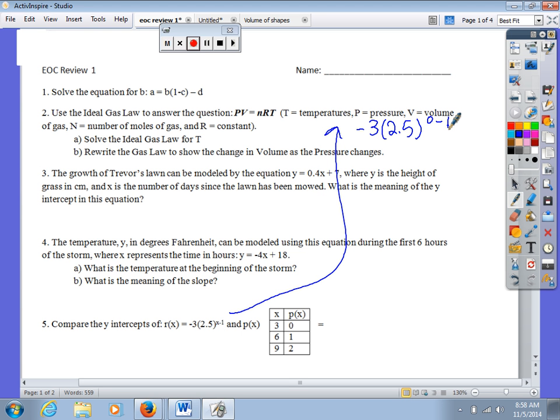Negative 3 times 2.5 would be negative 1.2.